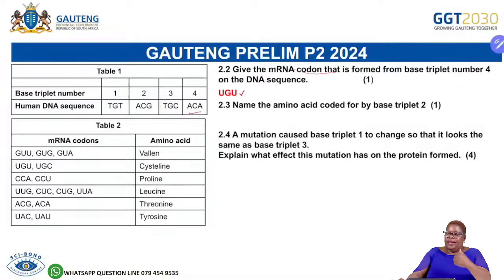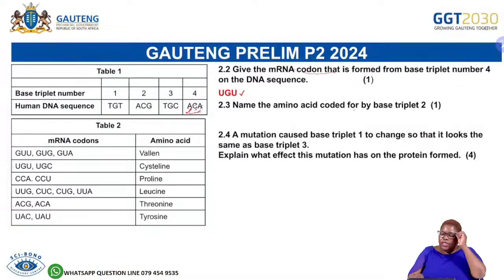Okay, right. ACA goes with what? UGU. Can you see that? A with, remember, T is replaced by U. Then C pairs with its complement G. Then A with U, because T there is replaced by U.